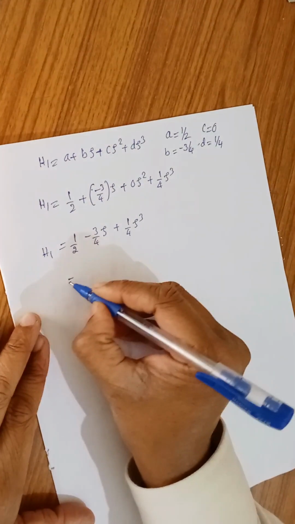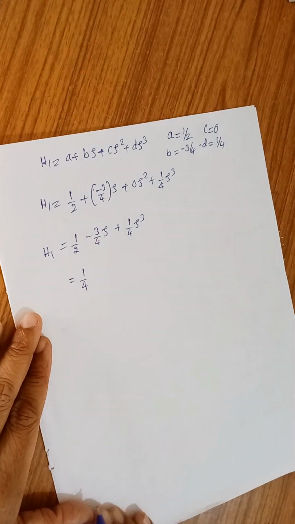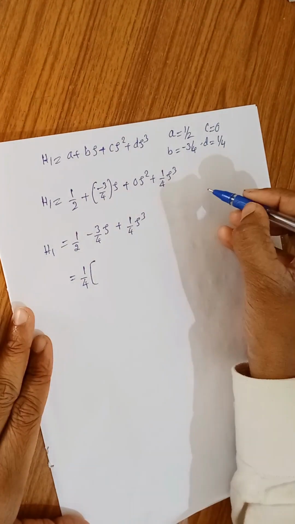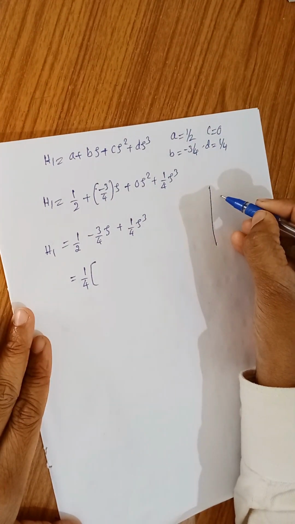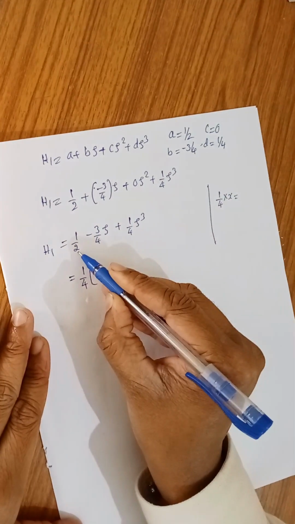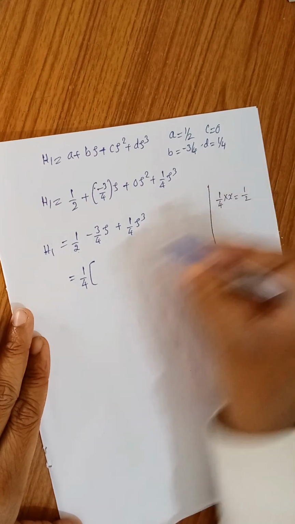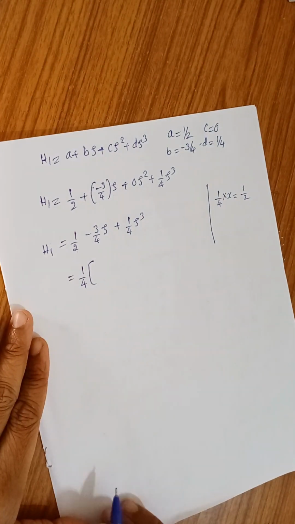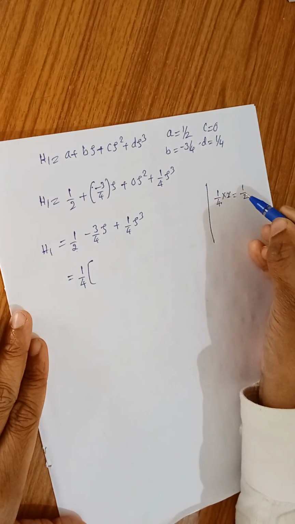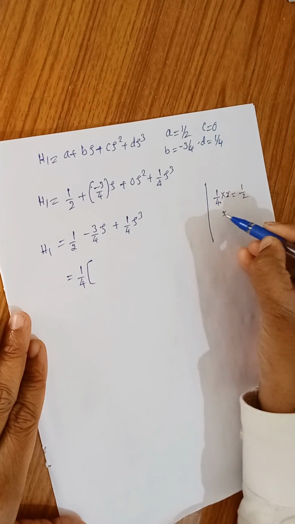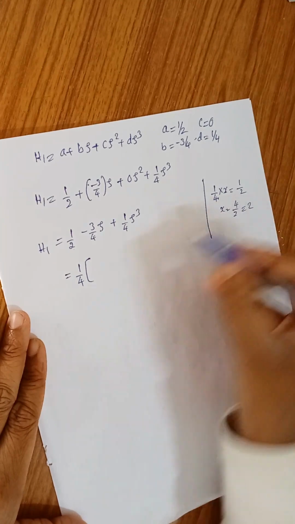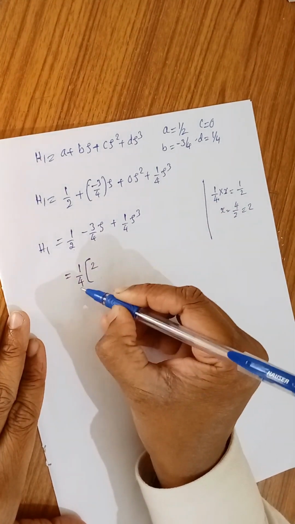Now I'm going to take 1 by 4 common. If I take 1 by 4 common, what is going to remain here? You have to understand it in a very simple way. When I take 1 by 4 common, 1 by 4 into some number is going to give me this half. Let that number x be such that 1 by 4 into x equals half. If this 4 goes to the other side, it's going to be 4 by 2, which is nothing but 2. Therefore 2. So 1 by 4 into 2 is 1 by 2.